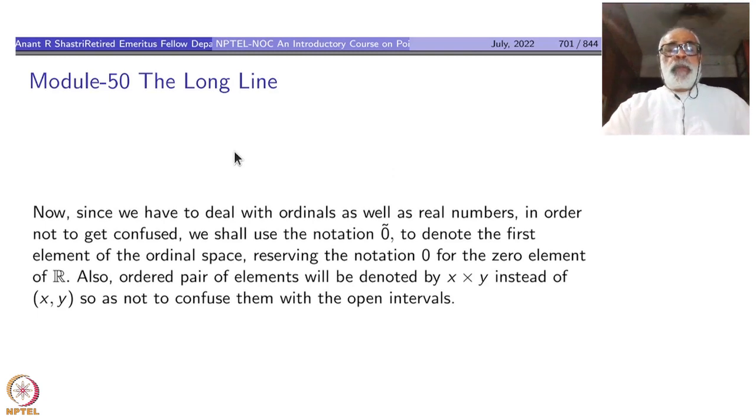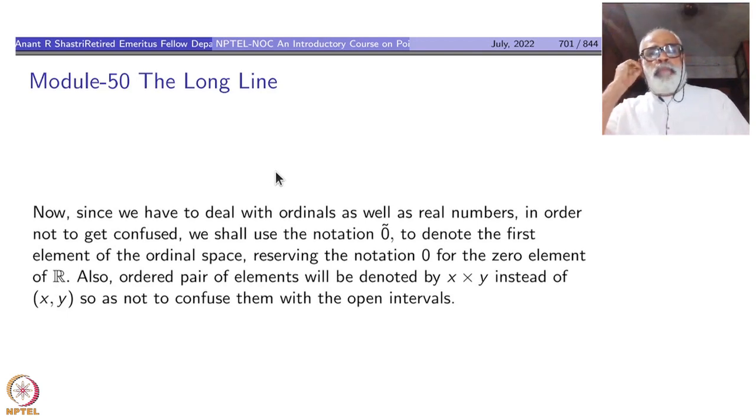Once again, we have to deal with both the real line as well as the ordinals. The zero will become a conflicting point of notation. So, reserving the zero for the ordinary zero of the real numbers, the zero of the ordinals will be denoted by 0 twiddle. Okay, so that is the first remark I have to make here.